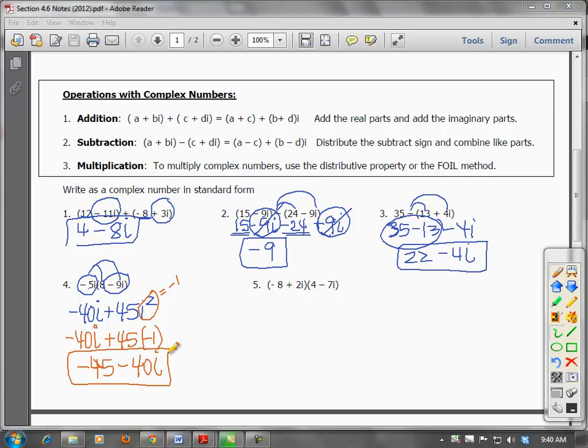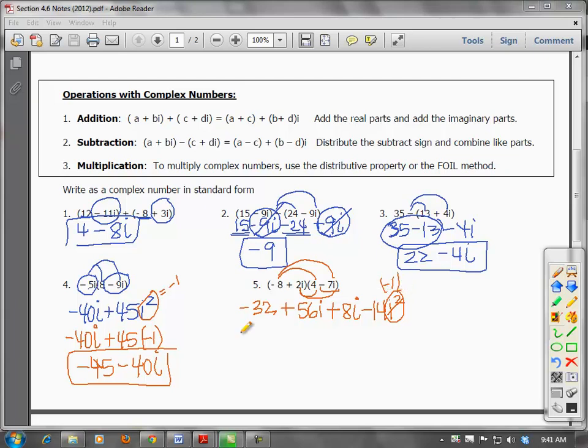Okay, one more, we're going to FOIL. I'm going to FOIL this, so first times first. So negative 8 times 4 is negative 32. Negative 8 times negative 7i is a positive 56i. 2i times 4 is a positive 8i. 2i times negative 7i is negative 14i squared. Now before I do anything, I'm going to change this i squared to be negative 1.